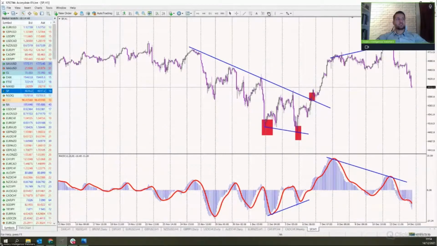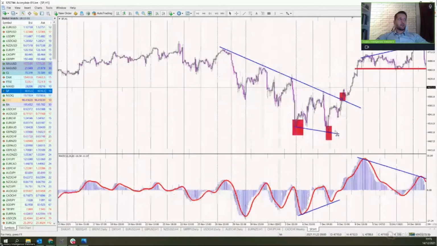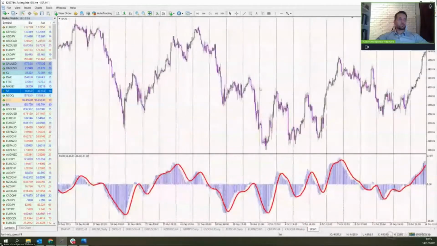That's a divergence. The neckline for this double top is here. So breakout of the support gives us a sell signal, and so far so good. You can see that the signal is excellent. This is MACD.